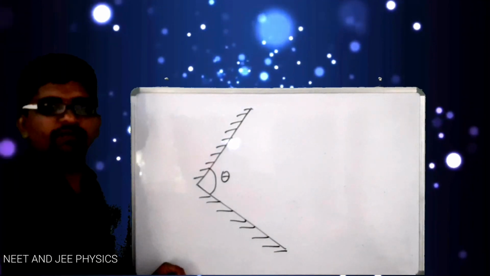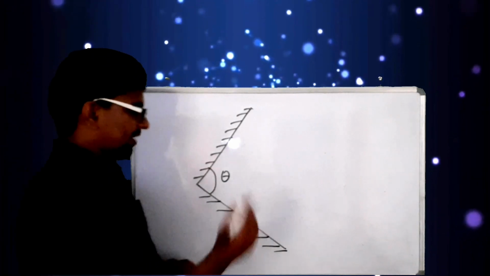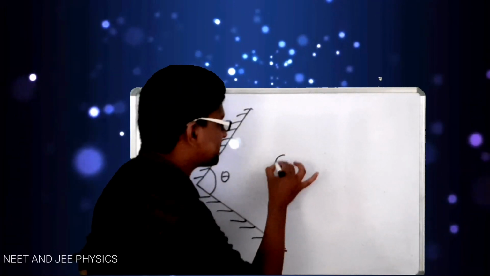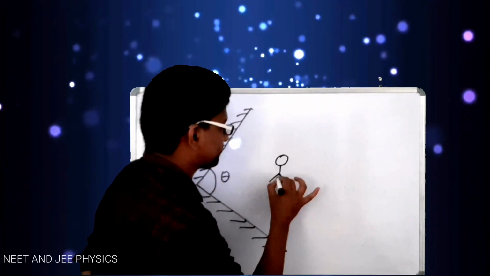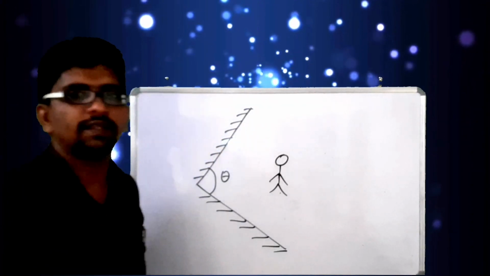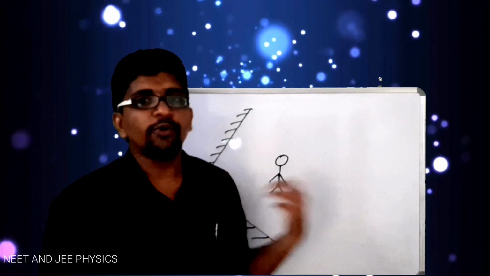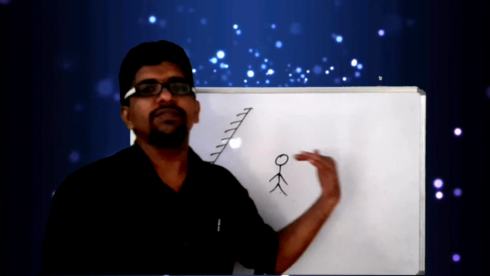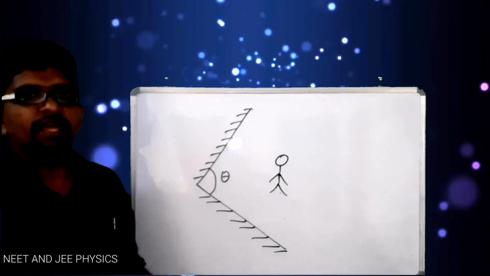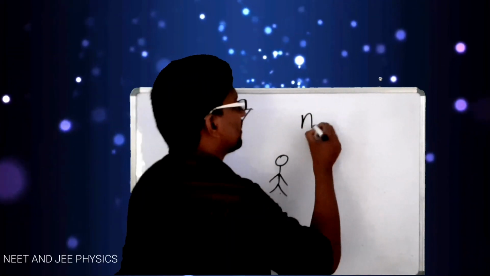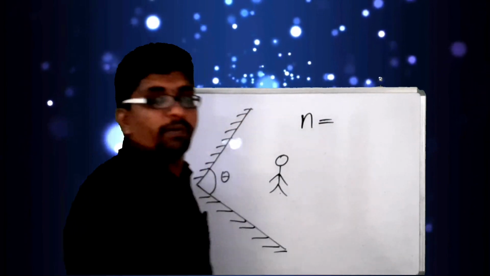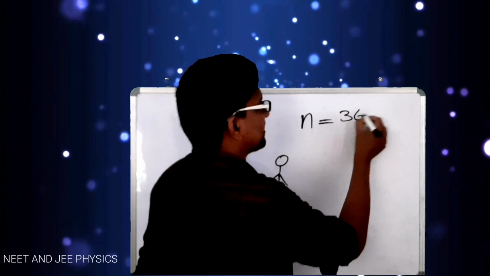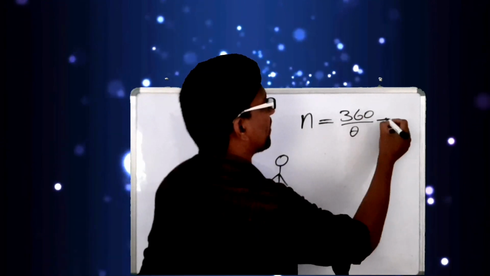Let theta be the angle between them. Okay, then see, these are objects in front of us. So you can observe a lot of images behind these two plane mirrors. The number of images formed by these two plane mirrors is represented by this equation, that is 360 divided by theta minus 1.